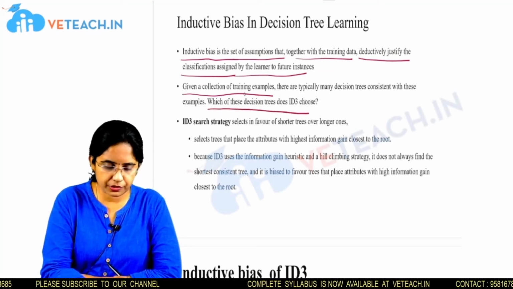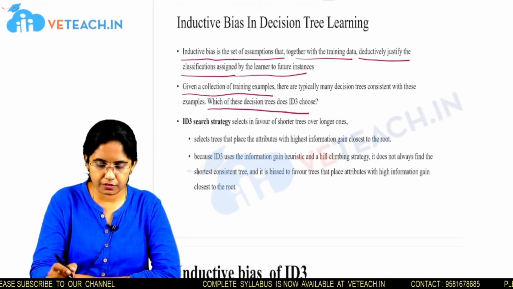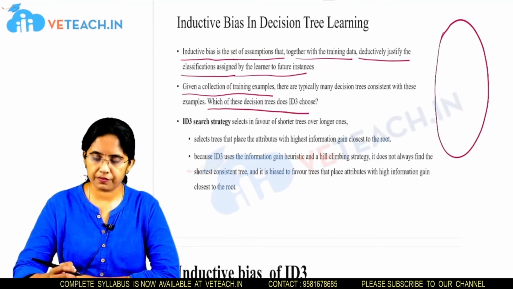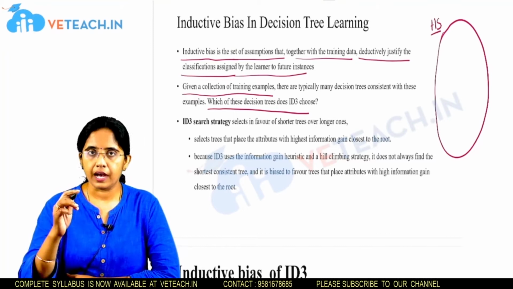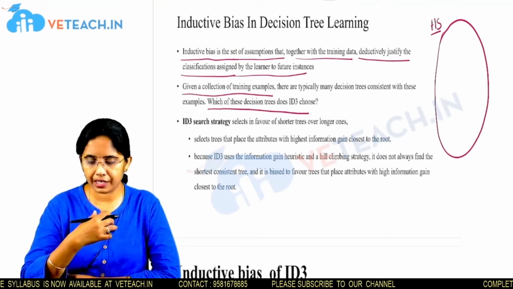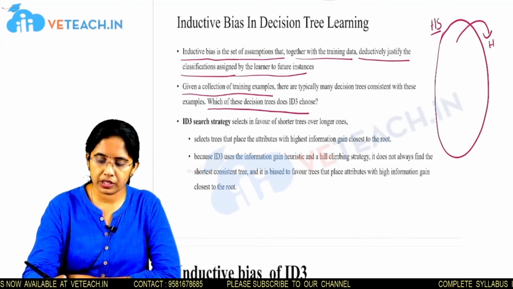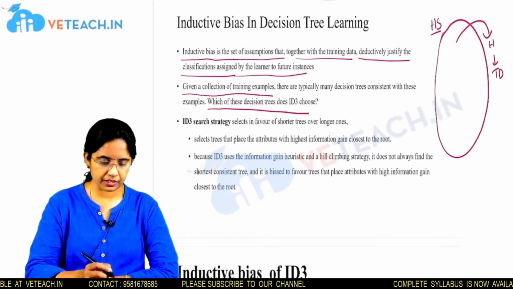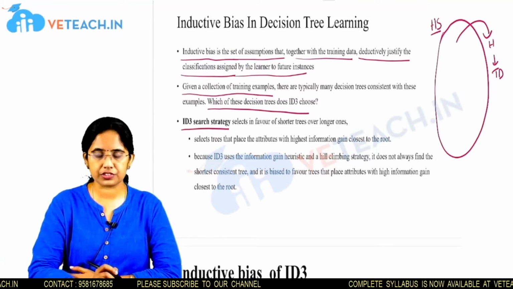Suppose you are given some set of training examples. Which of the decision trees does ID3 choose? We already know that for every concept learning, you have a hypothesis space, some set of hypotheses that may fit your training data set. But our intention is to pick one hypothesis which will best fit the training data. For that, we use the ID3 search strategy. So what is the search strategy we use?